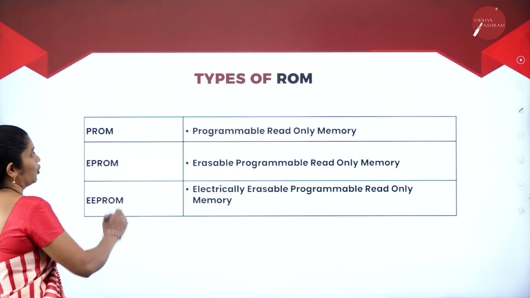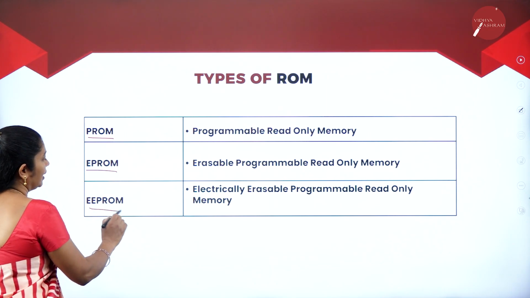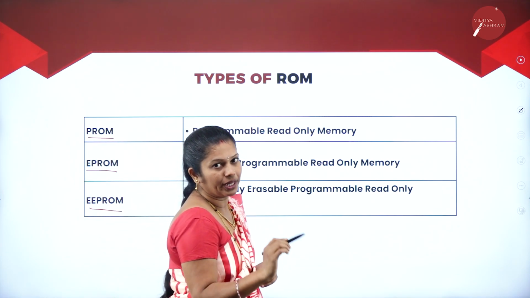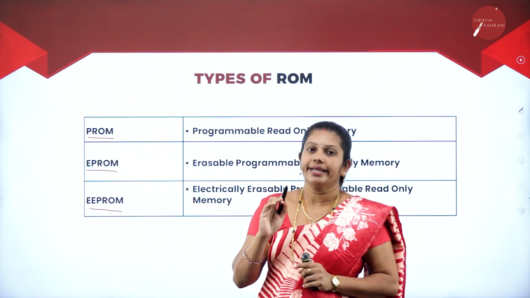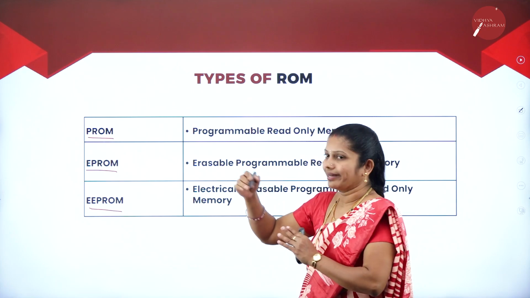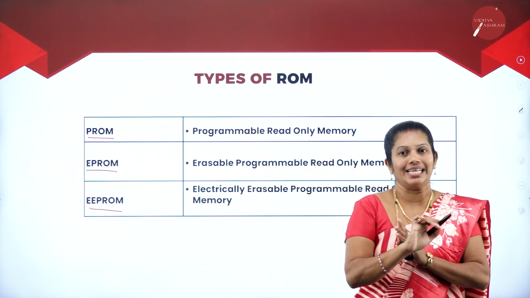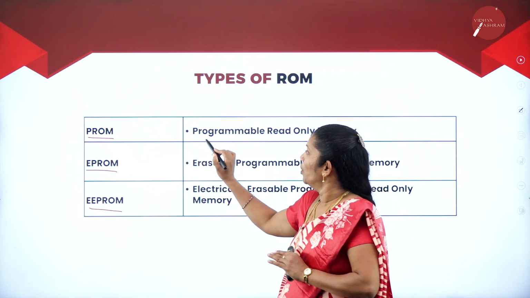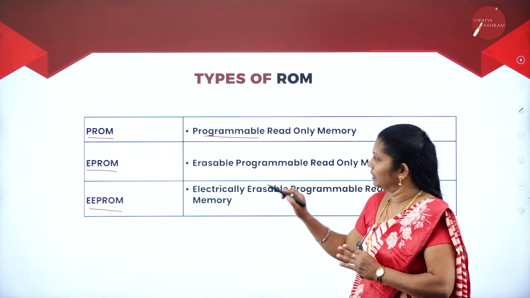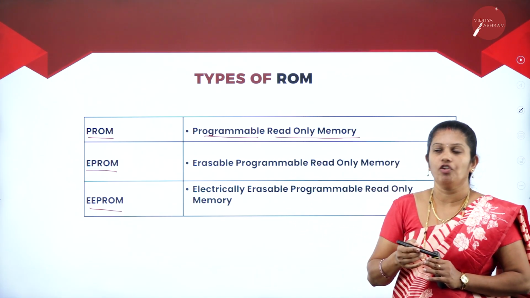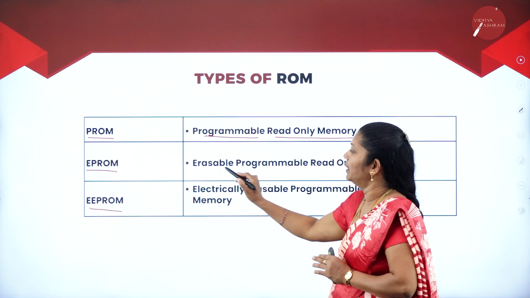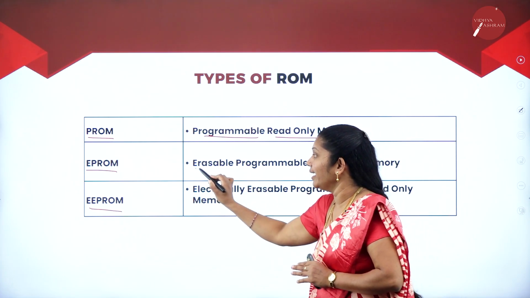And when you come to types of ROM: PROM, EPROM, EEPROM. PROM, programmable read-only memory. It means that the data can be written only at the time of programming. In the beginning, they can write the data. Afterwards, we cannot write any data on that. That is PROM, programmable. In the programming stage only, we will write on that, and that data can be read how many times we want. And the next one, EPROM, that is erasable. The name itself suggests erasable.